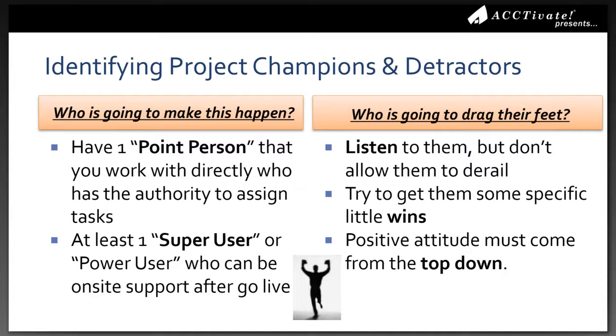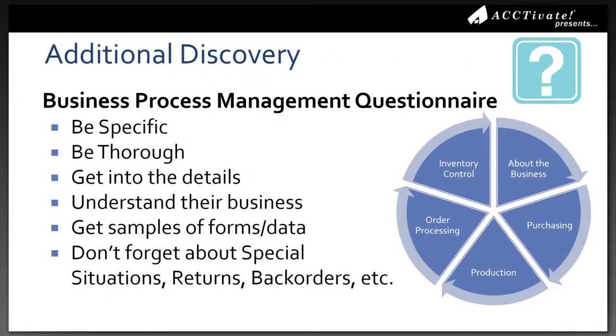And another thing to keep an eye out for as a consultant is that the positive attitude must come from the top down. If that detractor is an owner or a manager or a major stakeholder, then you're going to have a pretty big problem, because if the support for the project isn't coming from the top down, the project is going to be in trouble right away. So these are how you want to identify who you're going to be working with, who's going to be doing what, and how you're going to all work together to get the implementation going.